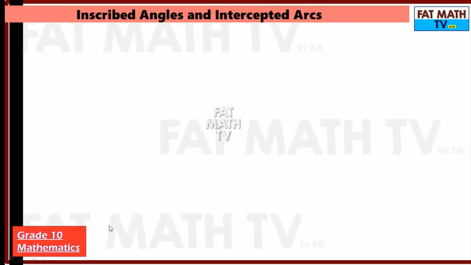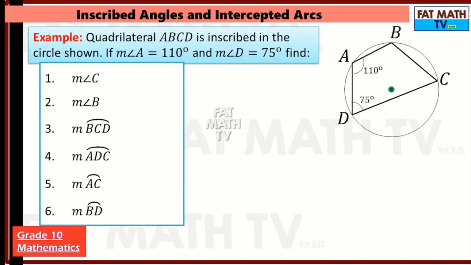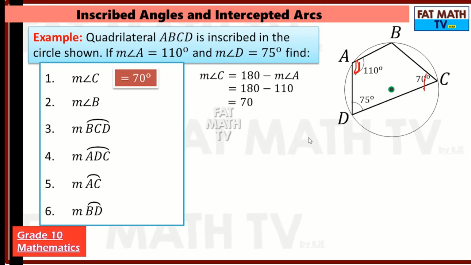Okay, let us apply that theorem in this example. Quadrilateral ABCD is inscribed in the circle as shown here. If measure of angle A is 110 and measure of angle D is 75, find the measure of angle C. So angle C and angle A must add up to 180. So how do you get C? Just subtract 110 from 180. So 180 minus 110 is 70. So measure of angle C is 70.